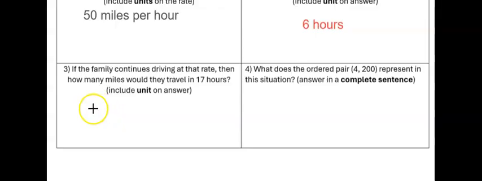And I'm going to go M equals 50 times H, and H here is 17. So I'm going to multiply 50 times 17, and I get M equals, you throw that into your calculator, and you should get 850. It says to include units, miles. So if they travel 17 hours on the road, they would have gotten a distance of 850 miles.